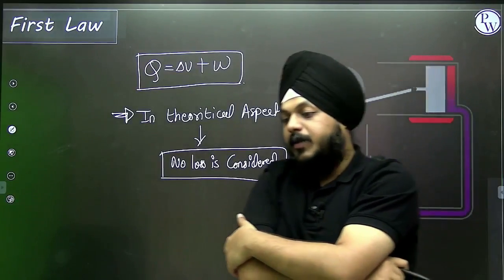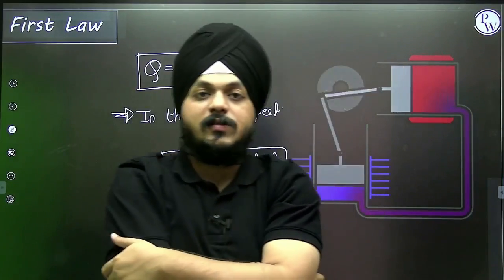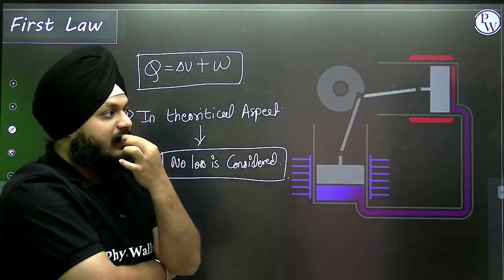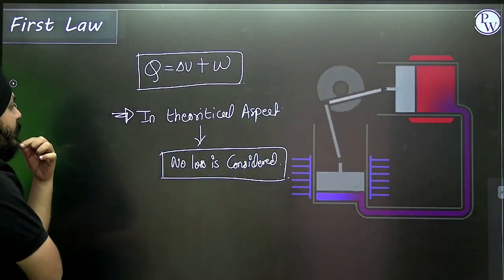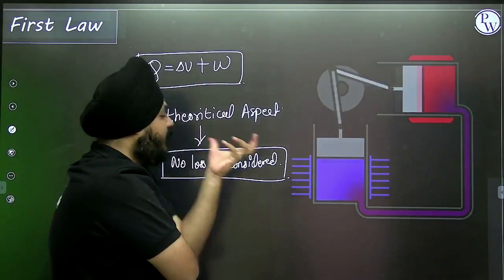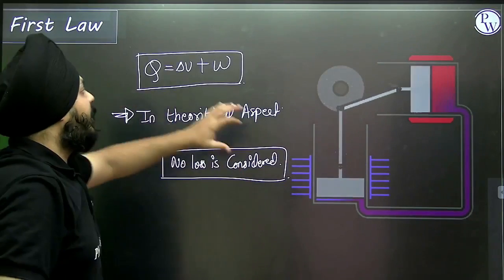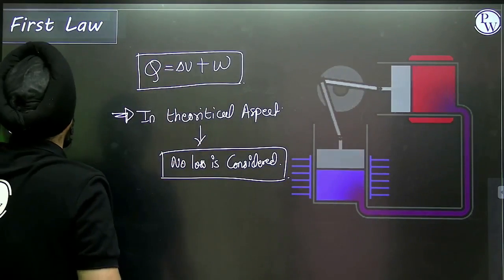The efficiency of any process is never 100%. That's not possible. So it is a theoretical aspect. This is the statement of the first law of thermodynamics, and no loss is considered.